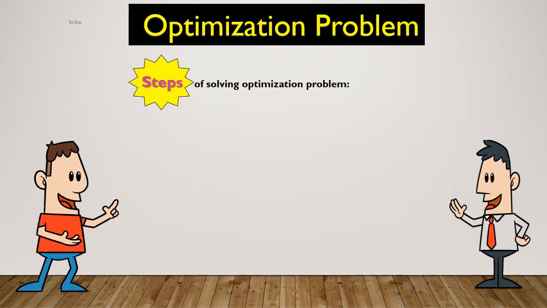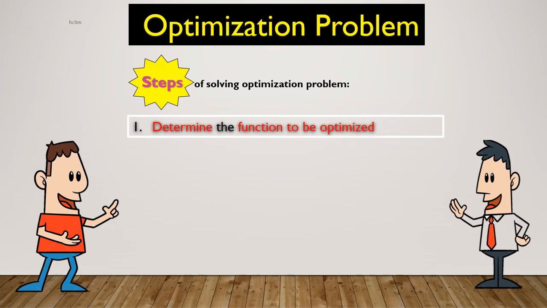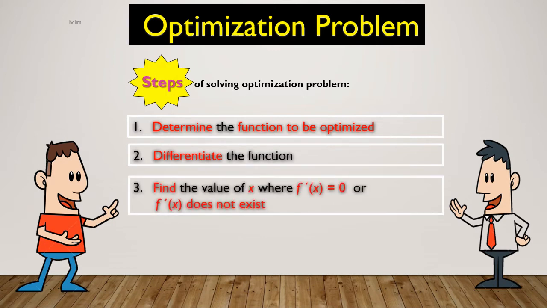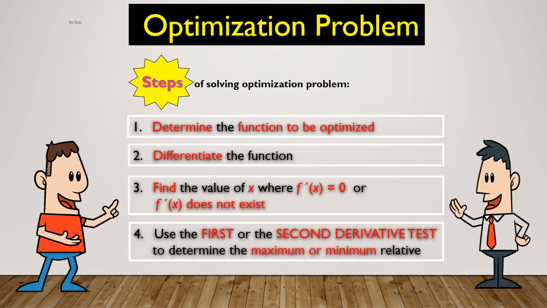The four simple steps in solving optimization problems are: first, determine the function to be optimized. Second, differentiate the function. Third, find the value of x where f prime equals 0 or f prime does not exist. And finally, remember to use the first or second derivative test to determine the maximum or minimum relative.